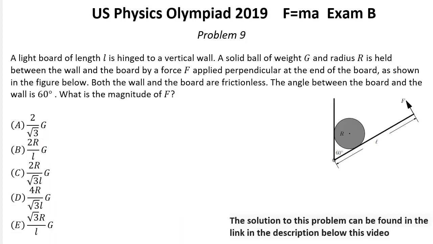Problem number 9. A light board of length L is hinged to a vertical wall. A solid ball of weight G and radius R is held between the wall and the board by a force F applied perpendicular at the end of the board, as shown in the figure below. Both the wall and the board are frictionless. The angle between the board and the wall is 60 degrees. What is the magnitude of force F?